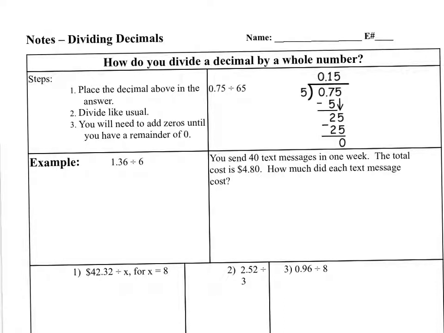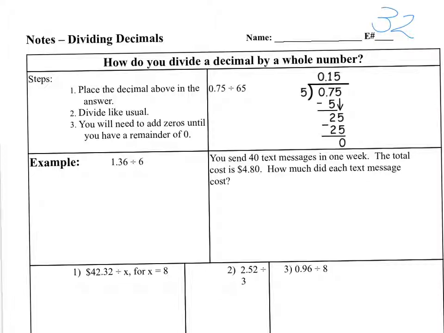Okay, so today's notes is on dividing decimals. This should be on page 32 in your notebook. So how do you divide a decimal by a whole number? The first step is to place the decimal above in the answer. Divide like usual, and you will need to add zeros until you have a remainder of 0.